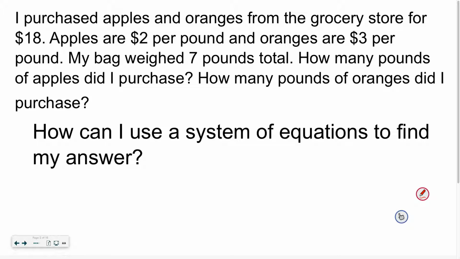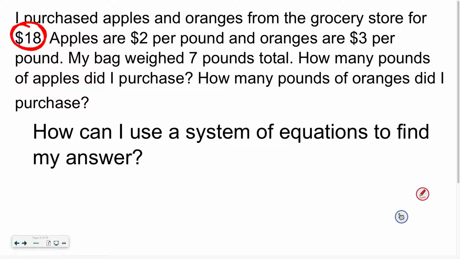Whether we're creating a system or we're just trying to solve an equation, what do we need to begin with here? We focused a lot yesterday on where we begin. What do we need to know right in the beginning? We can start with information that we know for certain. What information do we know? We spent $18 total. What else do we know for certain?